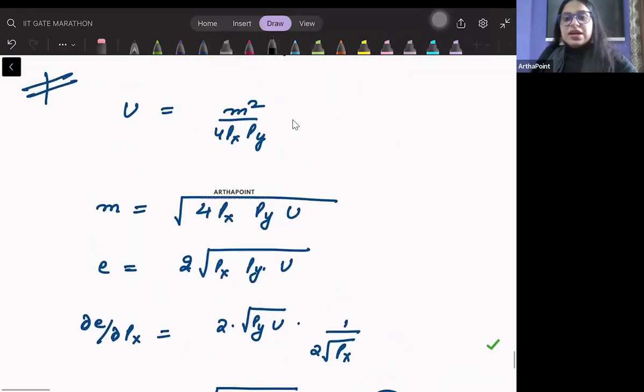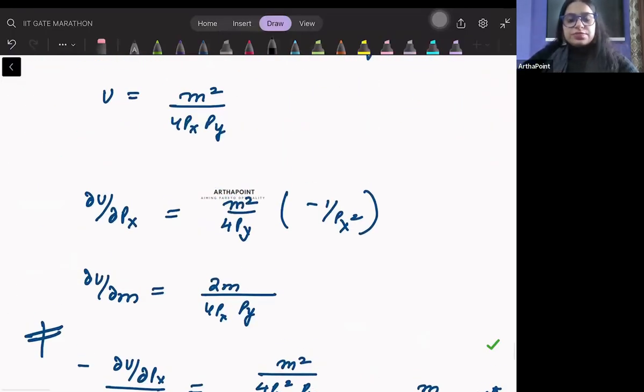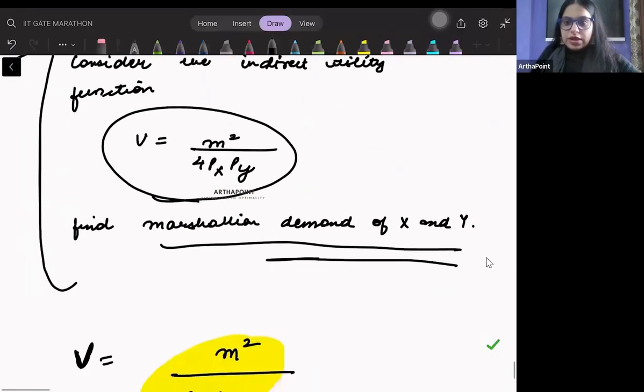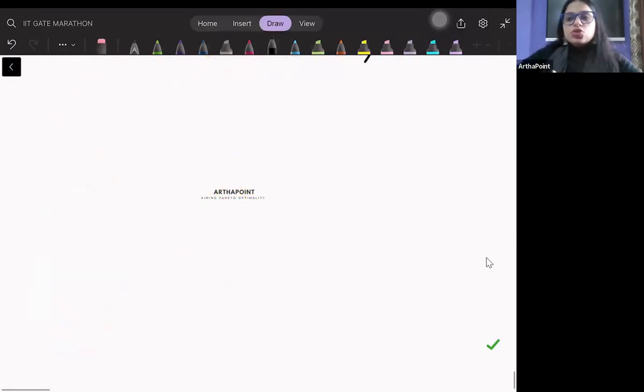Now, the other thing which is important here, okay, let me explain this again. So what I have done is the following. I am saying, suppose you go ahead and you get indirect utility function.